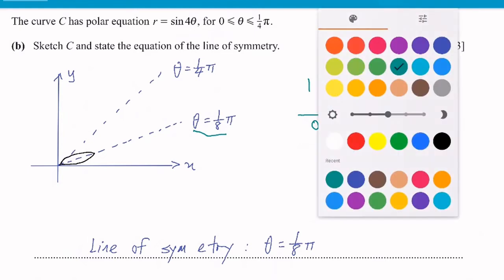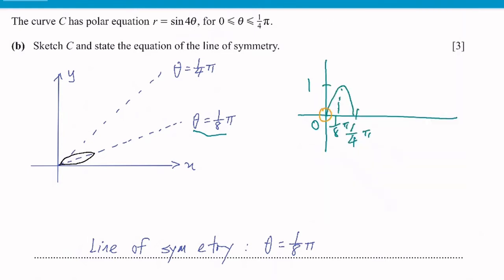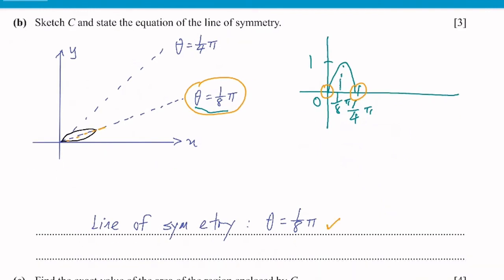And it will be a loop because when theta is 0, r is 0. When theta is pi over 4, r is also 0. So we know that it's actually a loop like this. We will see that the curve is symmetrical at theta equals 1 over 8 pi here. So we also need to state the line of symmetry, which is theta equals 1 over 8 times pi.